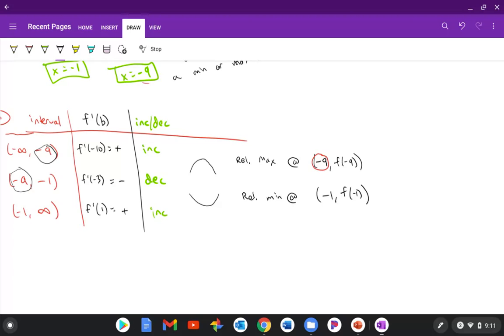Some of them you'll even be asked to make these sign charts as proof. And then eventually we'll add another thing to this, which is concavity by looking at the second derivative. So we'll add to this chart in a little bit. Let's go ahead and answer the question.